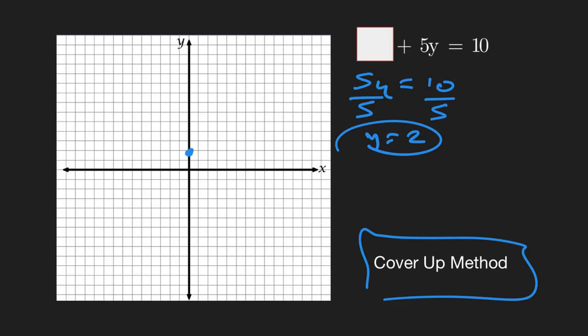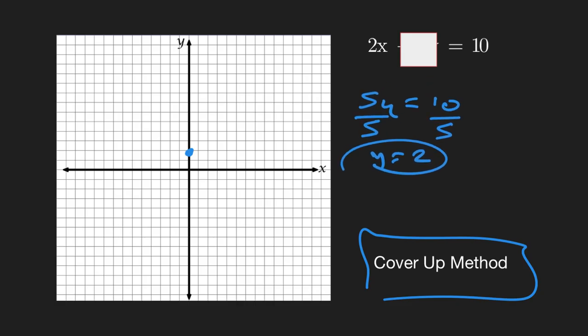So, if I want to find the x-intercept, I'm going to cover up my y term. Because if I multiply 5 times 0, it's going to go away. So I'm going to cover up my y term. And here's what I have left. 2x equals 10.